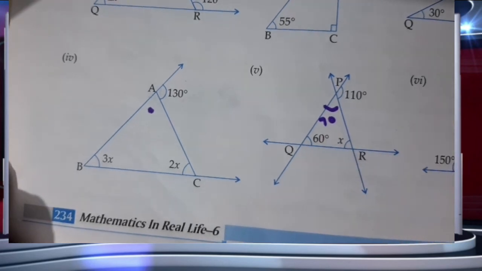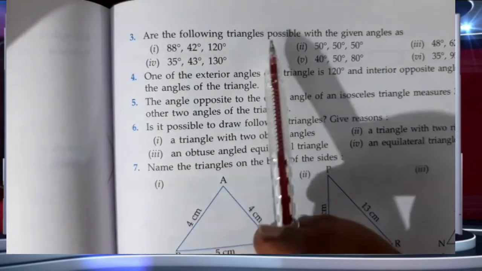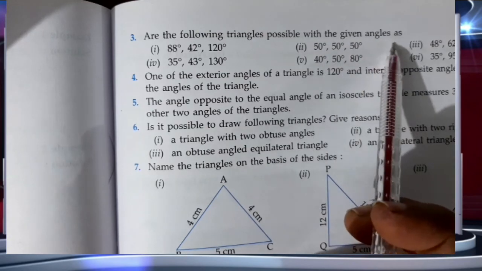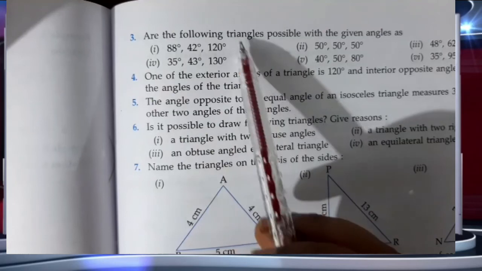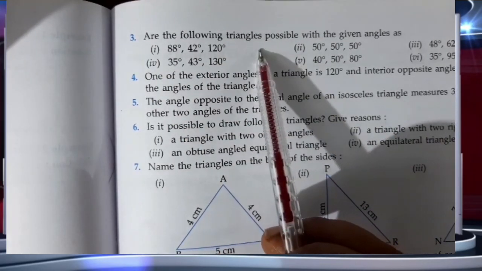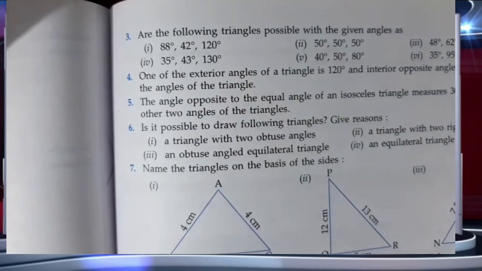Now come to question number 3. Are the following triangles possible with the given angles? Students, here you will add up these three angles. If the sum is 180 degree, then you will write yes, it is possible. If it is not equal to 180 degree, then you will write no, it is not possible.